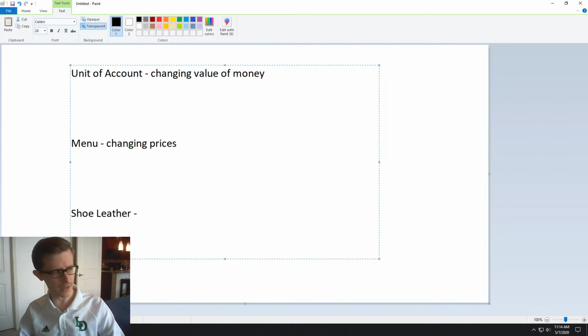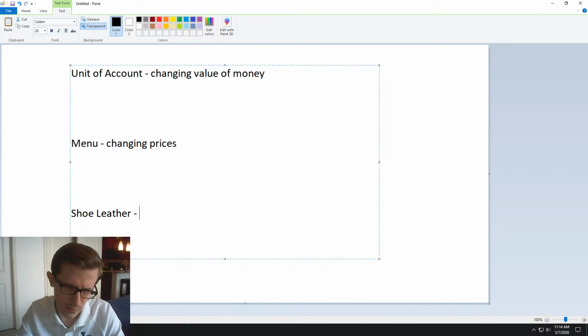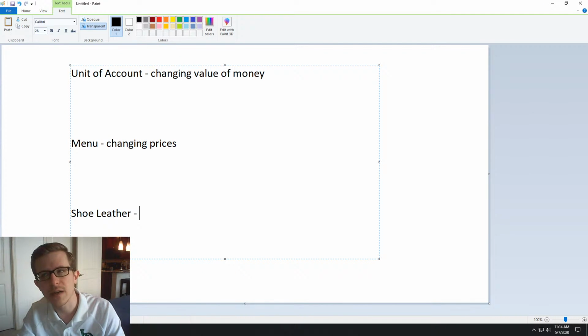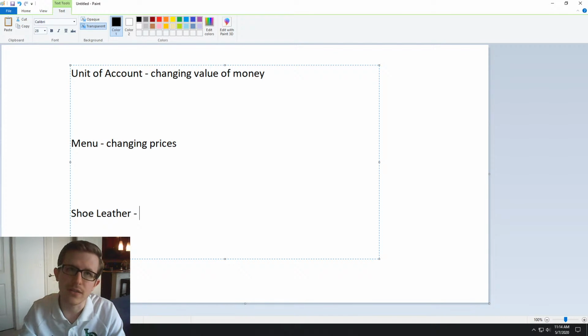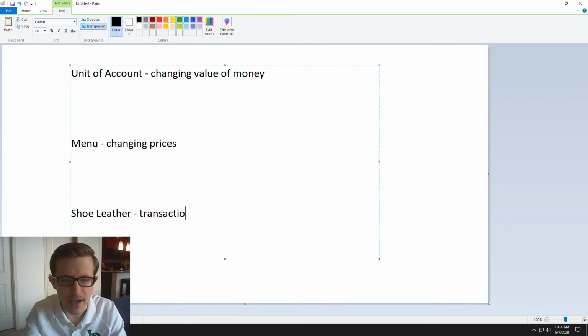Still a thing today, though. Thinking of the best way to word this. Shoe leather, where it gets its name from, is especially back in the time of bank runs and things like that. It's the time that you spend, or it used to be the time that you spend, quite literally going to the bank and getting the money out of it and running down your shoes and things like that.